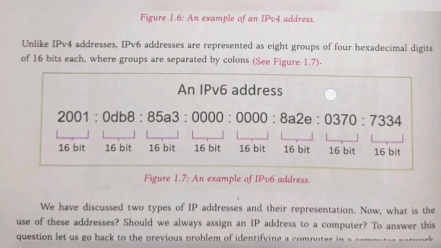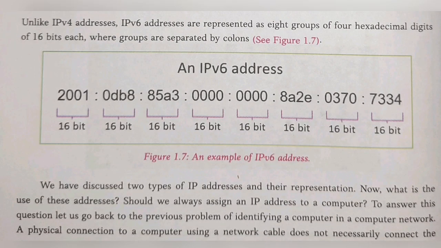But IPv6, it is 64 bit. How? They are using 4-digit numbers grouped in 8 groups. So 16 into 8 equals 64. And here you can see 0DB8. Here 0 means 0 only, D means I think it is 13, and B means 11, and 8 is 8 only. This is how it works.